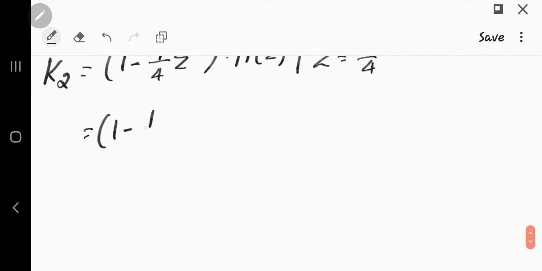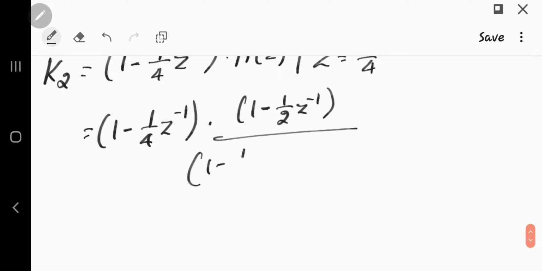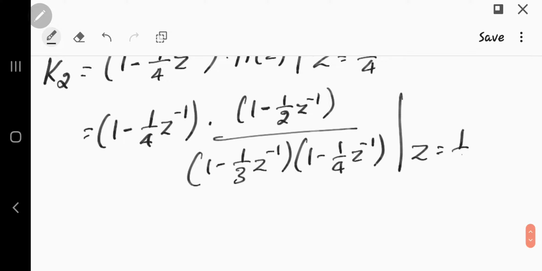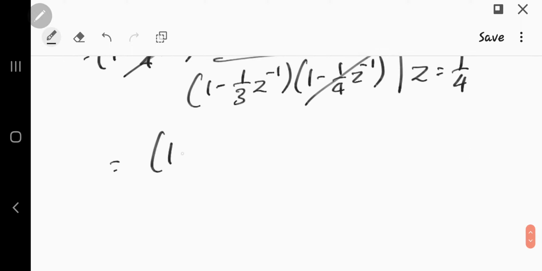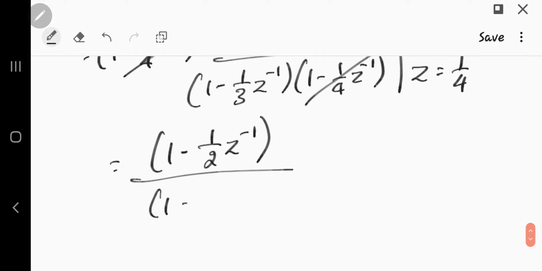So substituting, 1 minus 1 by 4 Z inverse, and H of Z is 1 minus 1 by 2 Z inverse divided by 1 minus 1 by 3 Z inverse into 1 minus 1 by 4 Z inverse, where Z takes the value 1 by 4. So these two get cancelled. You will remain with 1 minus 1 by 2 Z inverse over 1 minus 1 by 3 Z inverse, where Z takes the value 1 by 4.